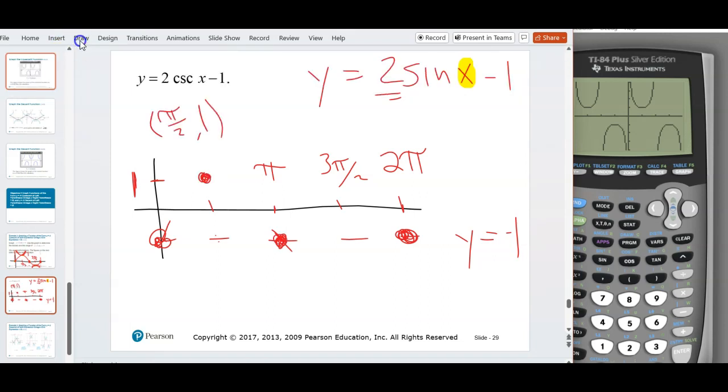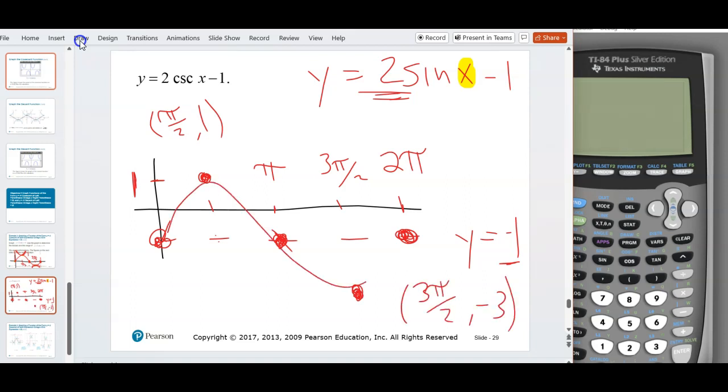Right, at pi, we're touching the midline, which is at -1. And at 3 pi over 2, we're subtracting 2 from the midline. So -1 minus 2 more will be at -3. So that point will be (3 pi over 2, -3). All right, so there is the sine curve.